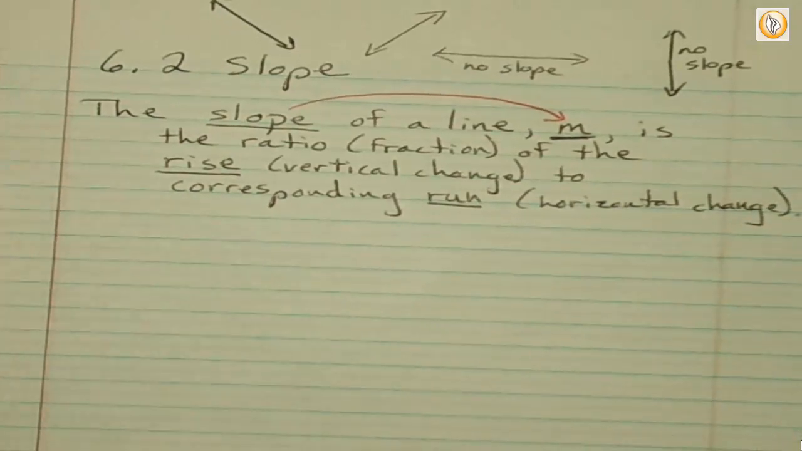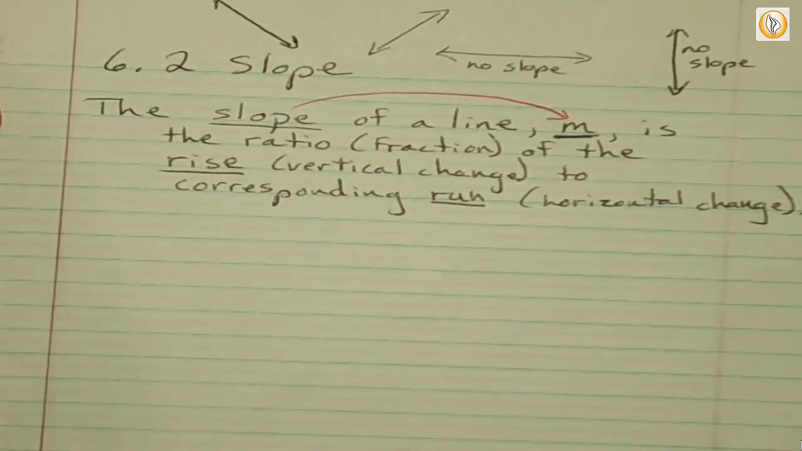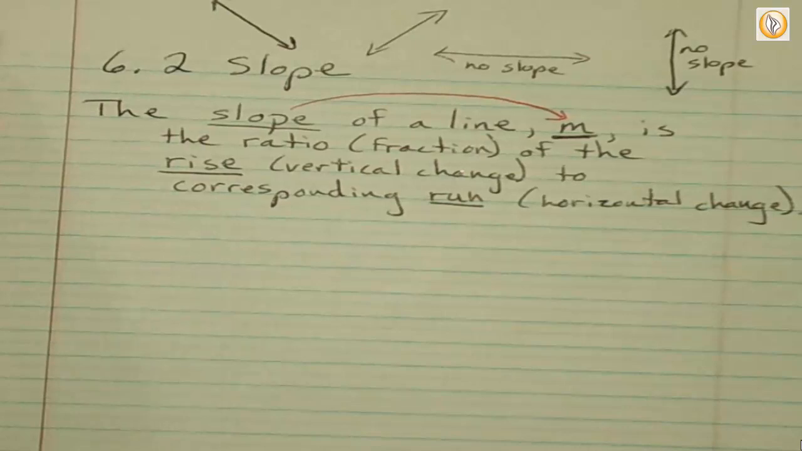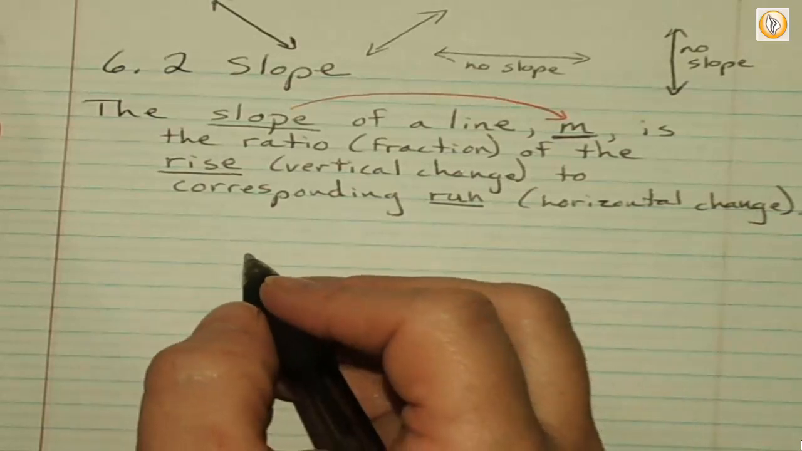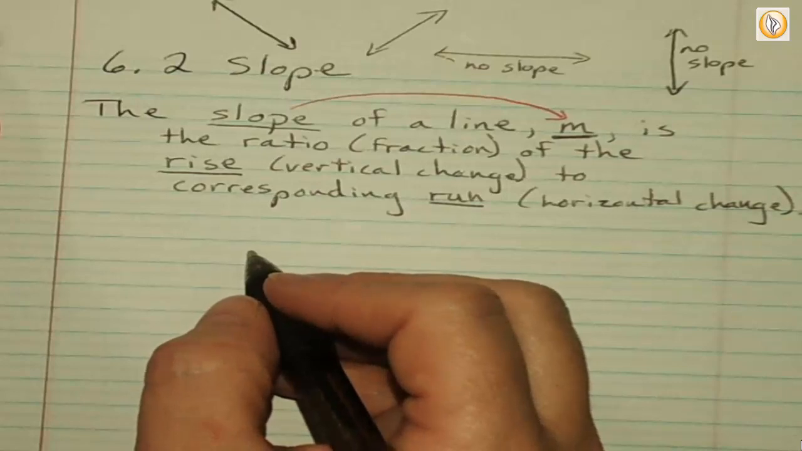So the slope of a line is represented by the letter M. It is the ratio, again, we're talking fraction, of the rise, vertical change, to the corresponding run, horizontal change. And if you're wondering what vertical change and horizontal change mean, don't worry about it. It's not going to hurt you. So write that down, and I'll show you what it looks like. Rise over run. You rise and then you run. You could rise up or down, and you can run forwards and backwards.